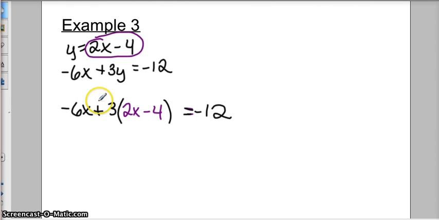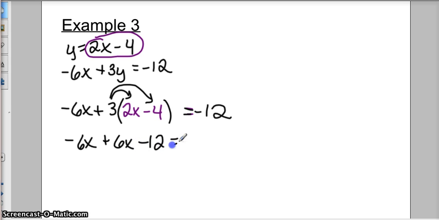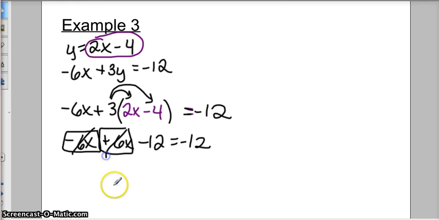So we see parentheses and a number in front, so we know we're going to distribute that positive 3 to both of the terms in the parentheses. So we have negative 6x we're going to bring down, plus 6x minus 12 equals negative 12. And then we're going to keep going. So we have negative 6x plus 6x that we can combine together. Well, negative 6 plus 6 is just 0, so those actually cancel out. So I have negative 12 equals negative 12 left.